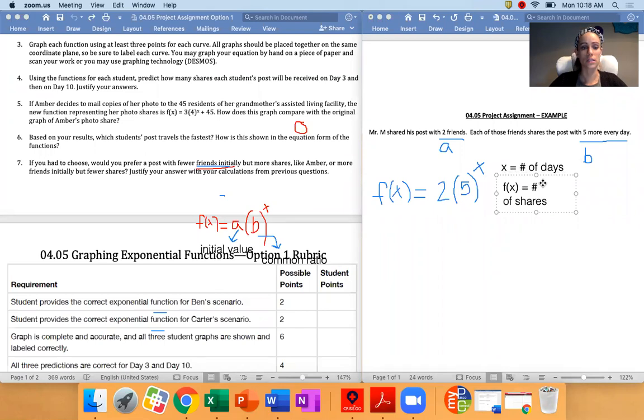In the directions, it wants us to find out how many he had at day 3. So we will replace our x value with 3 days, and that'll help us solve and find our answer of how many shares. So instead of f of x, we will have f of 3 equals 2 times 5 raised to the power of 3.